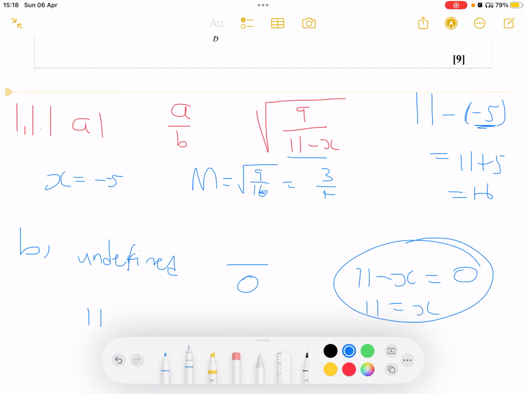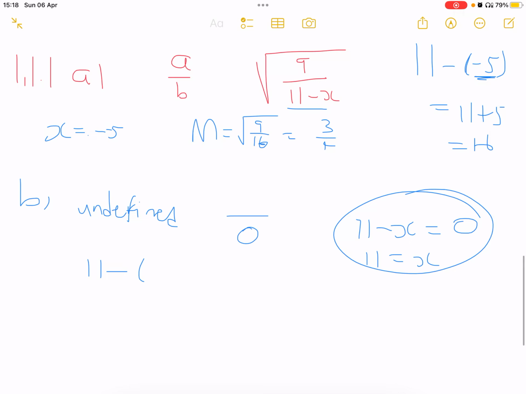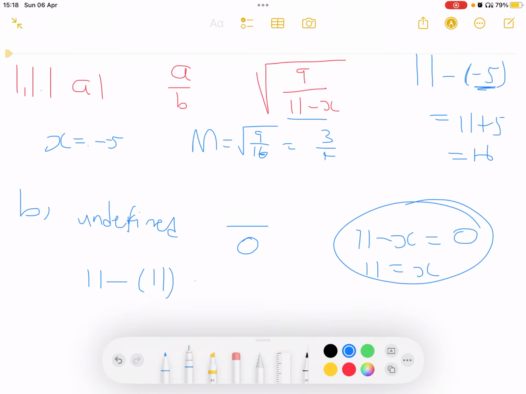You can simply say, what is 11 minus x if I substitute the values given? I'm given negative 5, 0, and 11. So let me try 0. You don't get a denominator that is 0. So in this case, you will jump into substituting 11, and that gives you a 0. And therefore, when x is equal to positive 11, then m will be undefined. Last one is C.